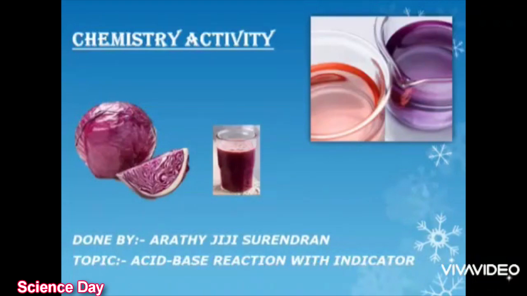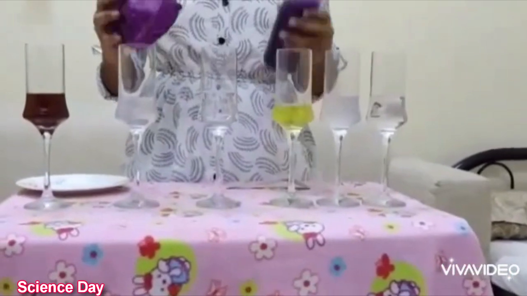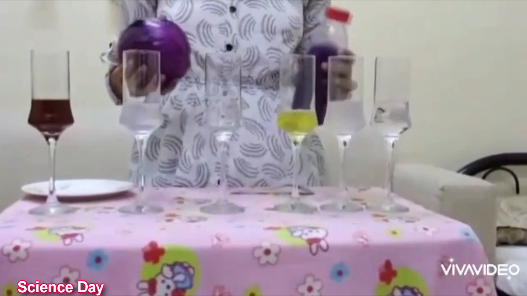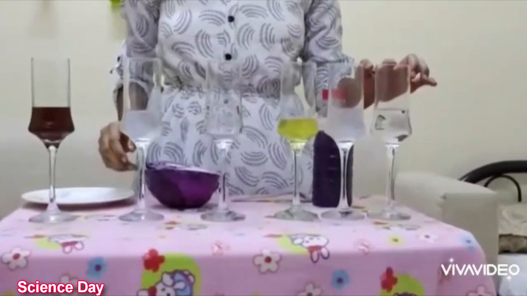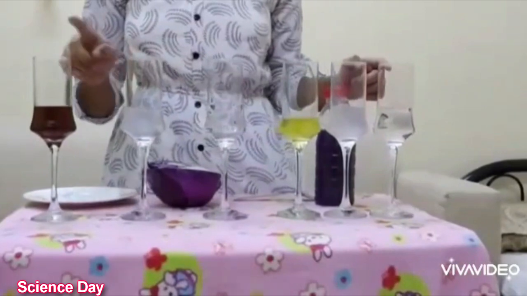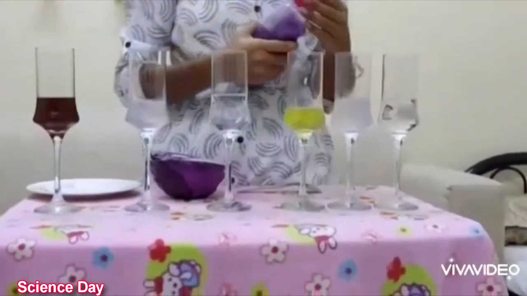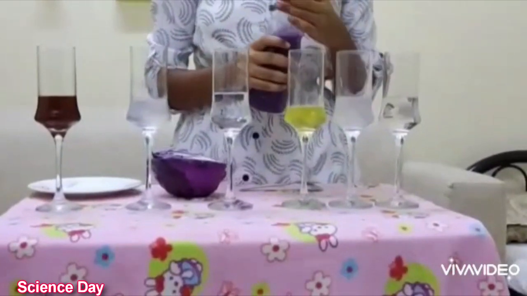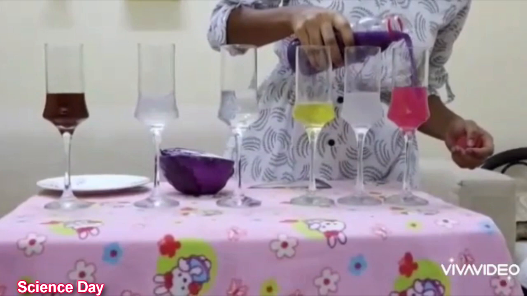Let's start the experiment. I have made an extract of cabbage by blending cabbage leaves and water in a mixer. I have taken vinegar, lime juice, egg white, bleach, baking soda solution and tamarind juice in 6 glasses. Now I am going to add red cabbage extract into these glasses one by one.